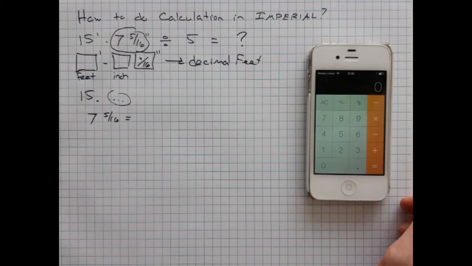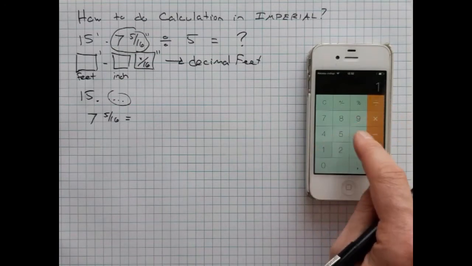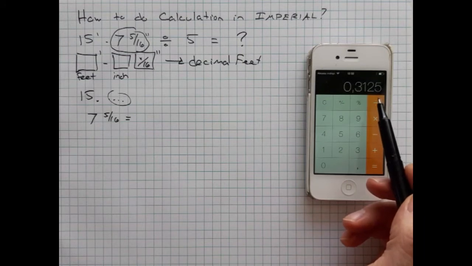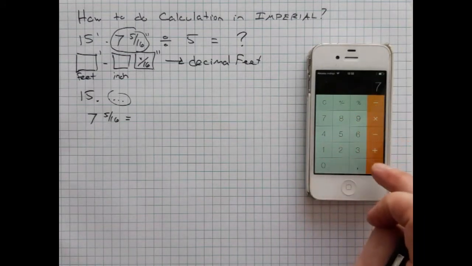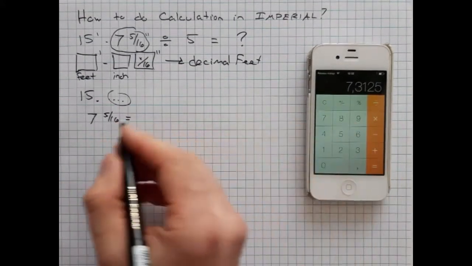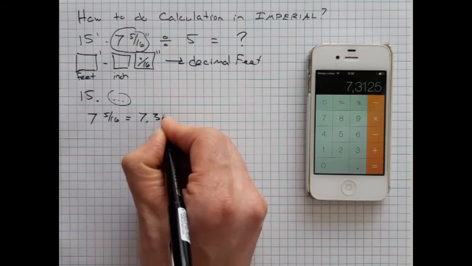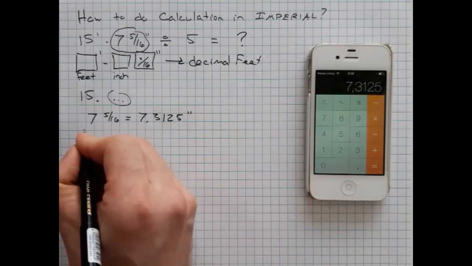I will start with the fraction here. I'm going to resolve this. So 5 divided by 16 is 0.3125 inch. I have 7 full inches, so I'm going to add the 7 inches to it. So here is what I have: 7.3125 inches.